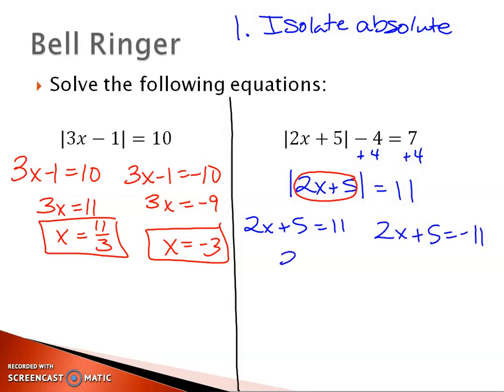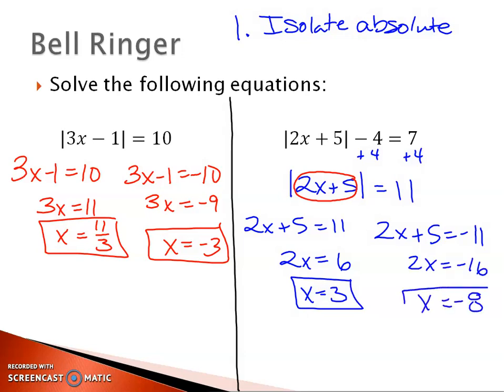Okay, subtract my 5, I get 2x equals 6. Gives me x equals 3. Subtract 5, I get 2x equals negative 16. Divide by 2, I get x equals negative 8. Okay, so hopefully that jogs your guys' memory on what we are doing for your guys' bell ringer.